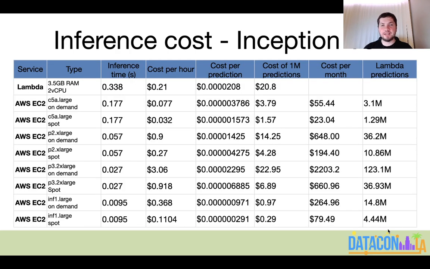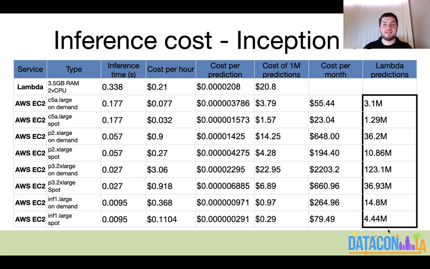So here is the table, which has different times and costs per inference for the Inception v3 image classification model, for different instance types, and AWS Lambda. In short, you can see that AWS Lambda is the slowest here. And also, it's almost the most expensive per 1 million predictions.